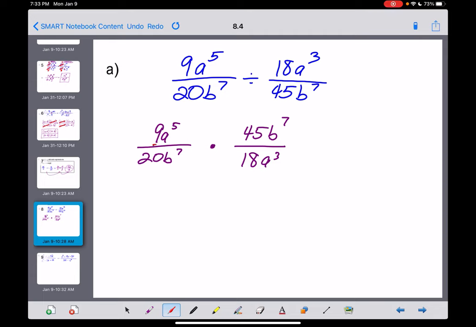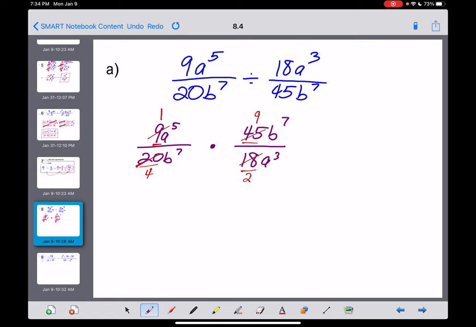So I see a 9 here and an 18 here. They can both be divided by 9. 9 divided by 9 is 1. 18 divided by 9 is 2. How about this 20 and this 45? Those are both divisible by 5. 20 divided by 5 is 4. 45 divided by 5 is 9.